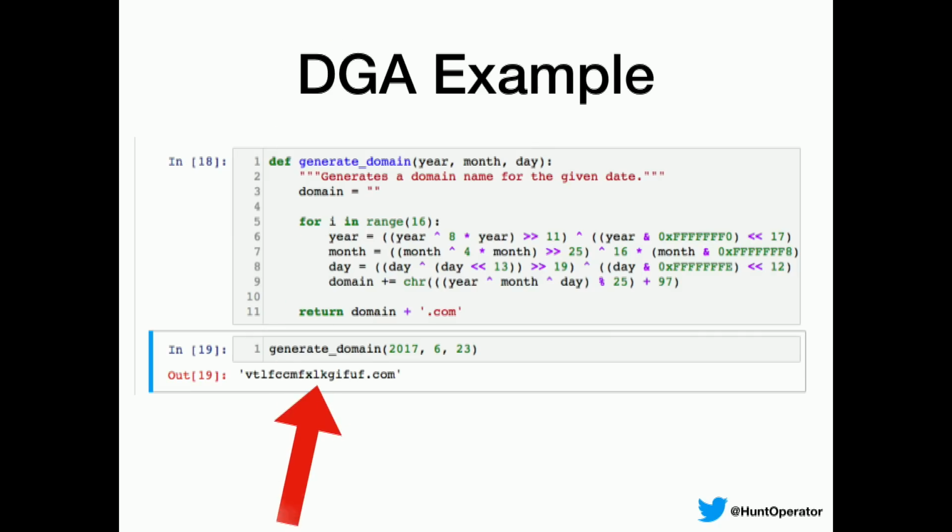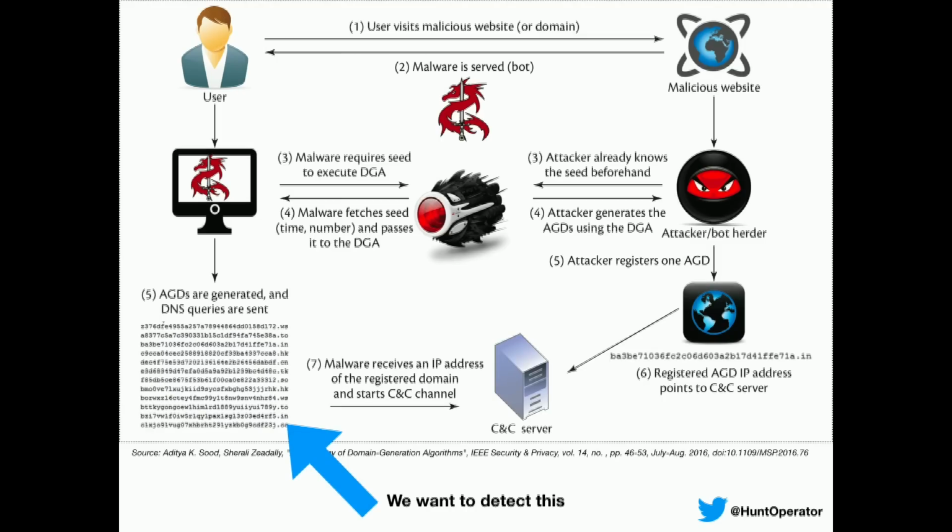That's DGA in a nutshell, where the attacker knows at some point in the future, I only need to go register that one domain, but if I'm authoring some type of malware, I can generate 50,000 of those domains, and I only need to register one to be successful. So if a computer's infected and it's trying to reach back out to a C2 server, it calls back to that single domain. That's all I have to register. That's what we're going to try to detect.